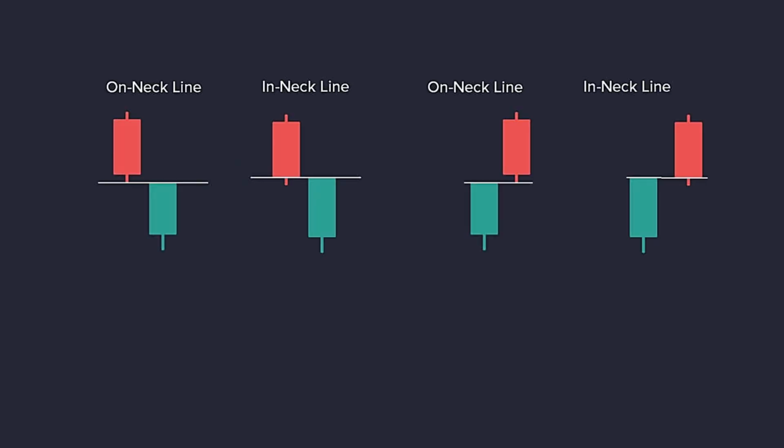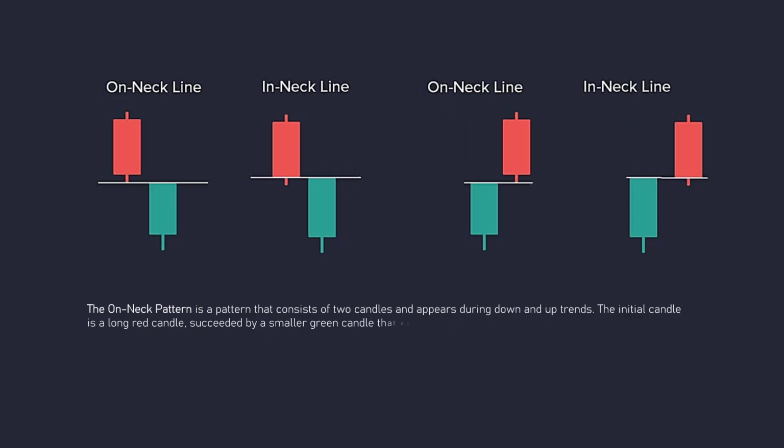This pattern shows that buying pressure is resuming after a temporary pause, making it a buy signal for traders to enter a long position. Next, we have the on-neck and in-neck patterns. The on-neck pattern consists of 2 candles and appears during down and up trends. The initial candle is a long red candle, succeeded by a smaller green candle that opens lower but closes around the low of the preceding candle.